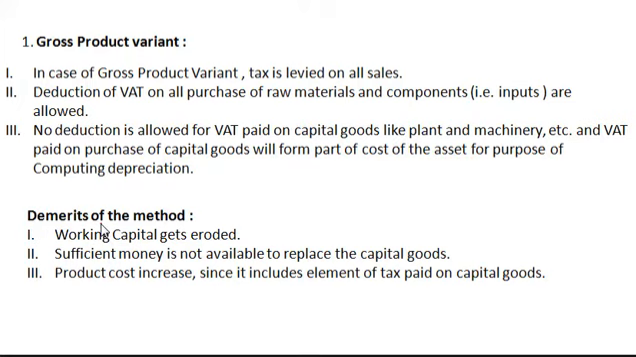The main demerits of the method are working capital gets eroded. It means here our working capital, that is day-to-day requirement of cash, gets eroded. Sufficient money is not available to replace the capital goods because we will have to make more payment of VAT to the government, and product cost increases since it includes element of tax paid on capital goods. So these are some demerits of the method gross product variant.